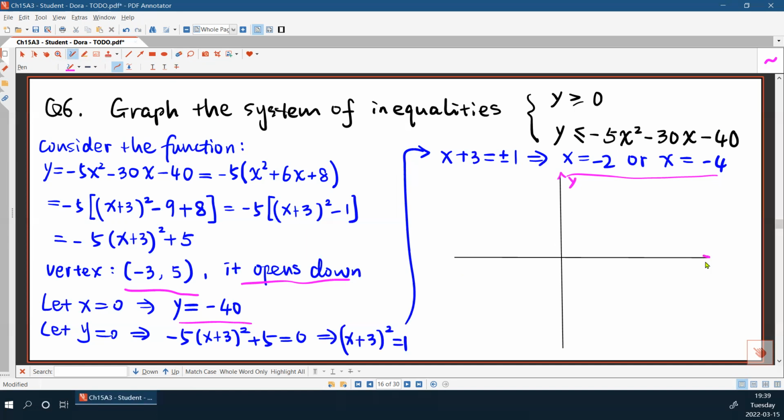Okay, y-axis, x-axis. And first of all, the vertex is negative 3, 5. Negative 3, 5 is probably here. Again, not necessarily to scale. And it opens down. So whether it opens down like this or like this, that depends on the y-intercept and x-intercepts, right? So first of all, we know the y-intercept is negative 40. So negative 40 is, let's say, about here, right? And both of the x-intercepts are less than 0. So it should look like this.